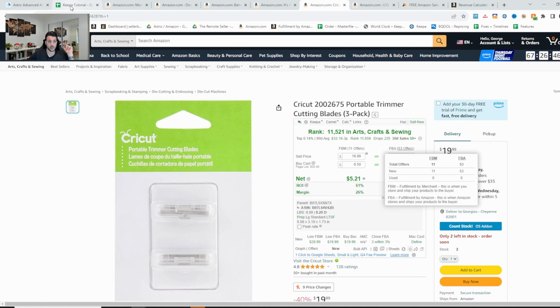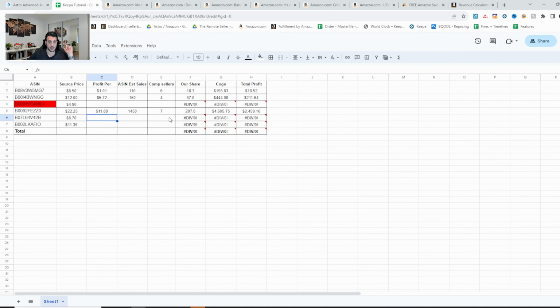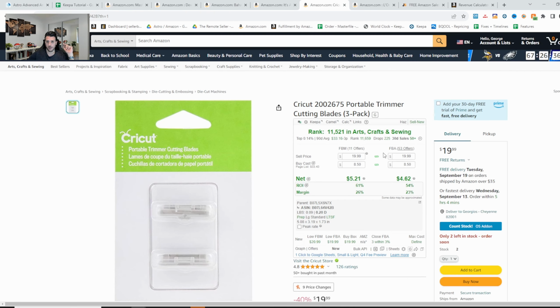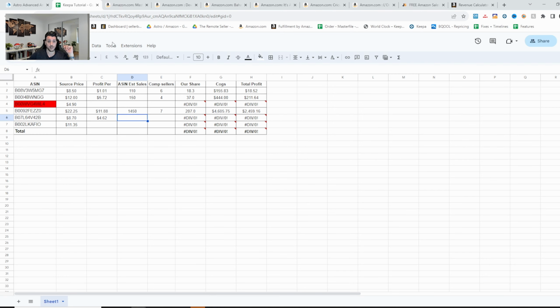So we have on this product $4.62 worth of profit. There are 53 sellers. That is a lot of sellers. That's not something that's pretty. 53 is a lot of sellers. Now, only 4 are within buy box range. So 4 plus us, that means 5. So let's go ahead and say 5 competitive sellers, 5 sellers for this listing.